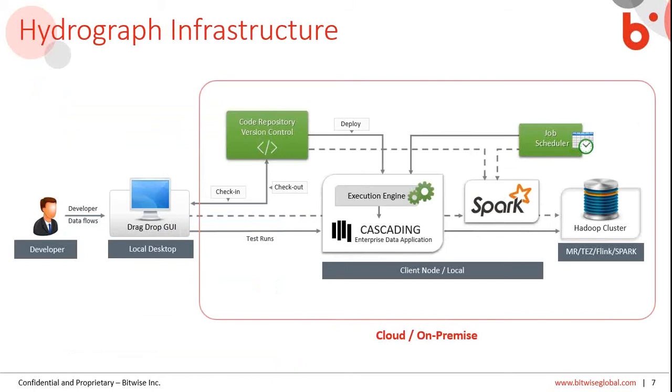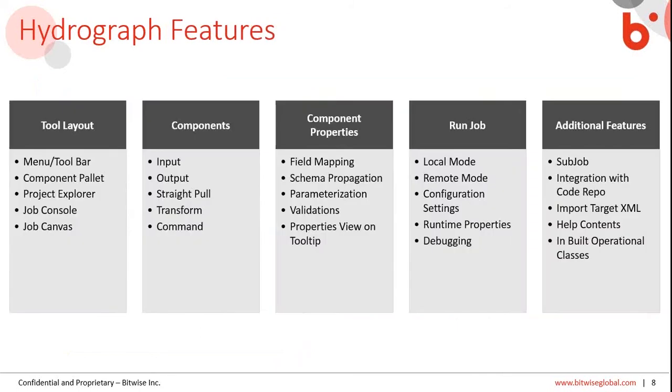So with that, let's move to the next slide and look at the features before we get into the demo. The features of Hydrograph. You have a tool layout, you have a menu bar, you have a component palette, a job canvas, a job console. All these things must sound very familiar to any ETL developer. It has components for inputs, outputs, straight pull, transform.